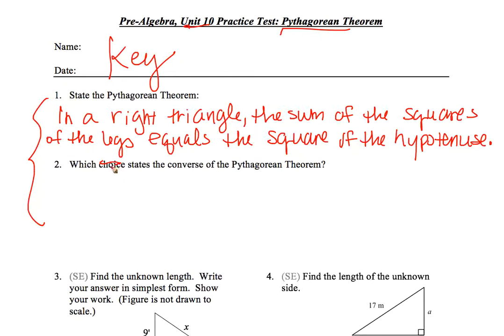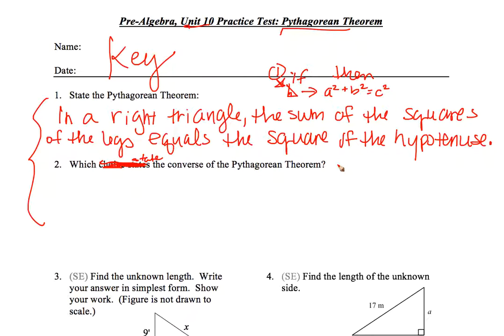Now, what's going to happen is I wanted you to state the converse of the Pythagorean theorem. And that's basically the reverse. What's happening in number 1 is, we're saying, in a right triangle, what's going to happen is a squared plus b squared equals c squared. So we're starting with this. This is point number 1. We're saying if it's a right triangle, then a squared plus b squared equals c squared.